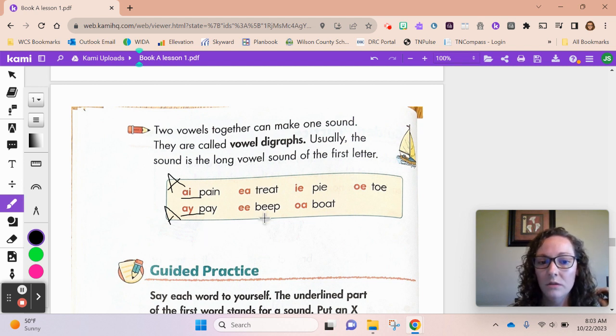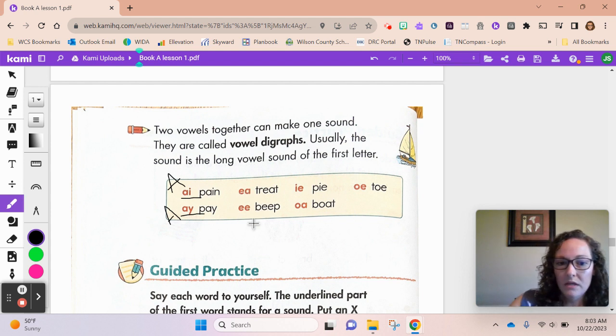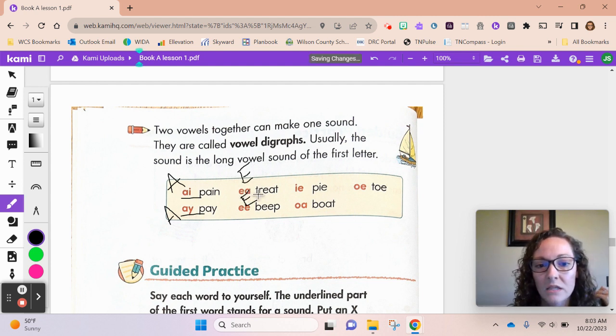This second column, you have EA and EE. Both of them sound like the long E sound. Okay? This word is treat, like maybe you earned a treat or you gave your dog a treat. And then this one is beep, like you honk your horn in the car, beep.